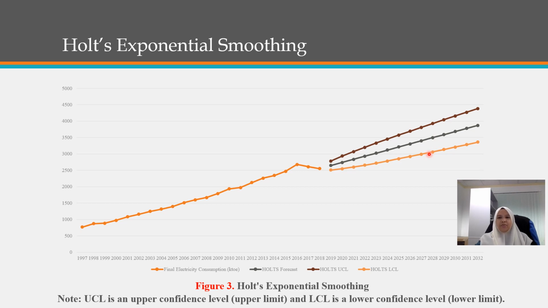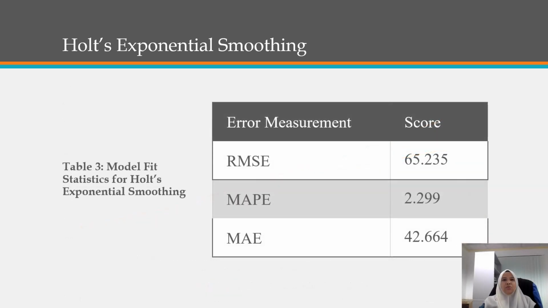Okay, and then next, move to the fit statistic model for Holt: RMSE, MAPE, MAE. The score for the error measurement, MAPE, is the lowest, 2.299.